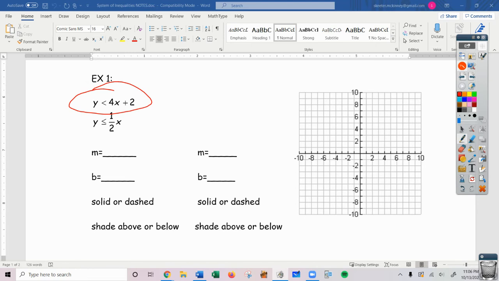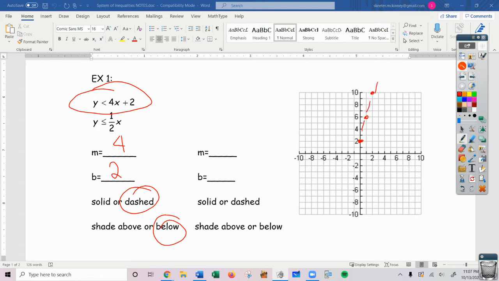So I'm going to start by just looking at my first one. y is less than 4x plus 2. Okay, that tells me that my slope is 4. My intercept is 2. This particular inequality tells me it's going to be a dashed line and that I'm going to shade below. So I want to start at 2, and then I'm going to do a slope of up 4 over 1. Up 4 over 1, right?